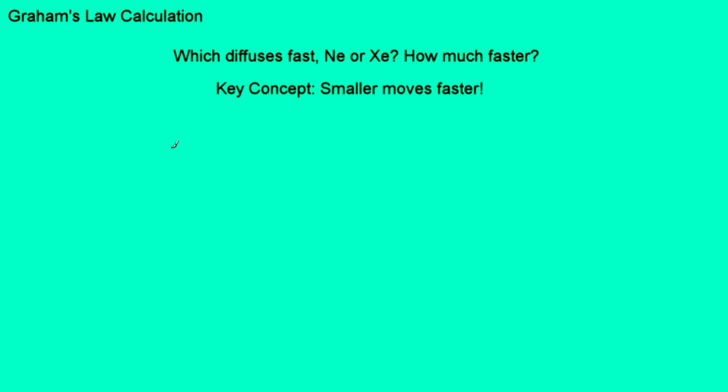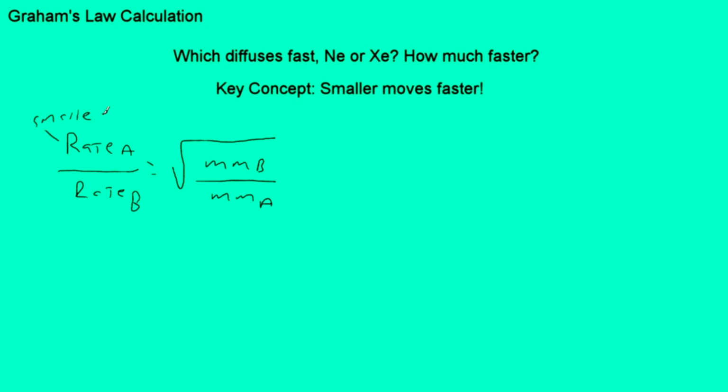So here's a typical calculation with Graham's law. Let's get our formula here. So the rate of A over B equals the square root of the molar mass of B over A. Where A is going to be our smaller molecule, because the smaller one's going to move faster, so you want to have that as a ratio to the slower one.